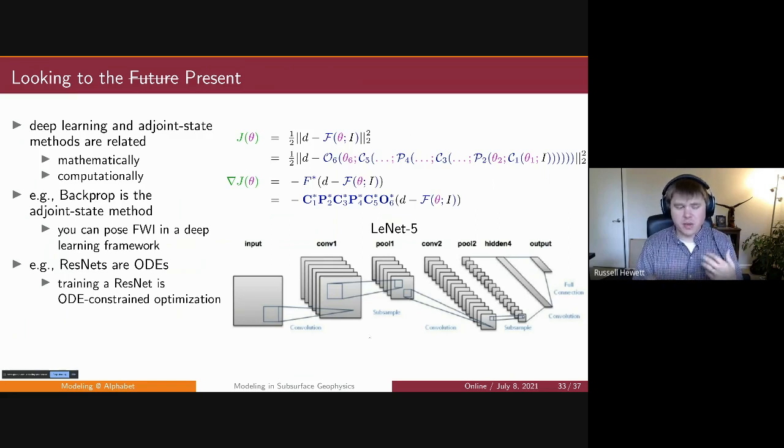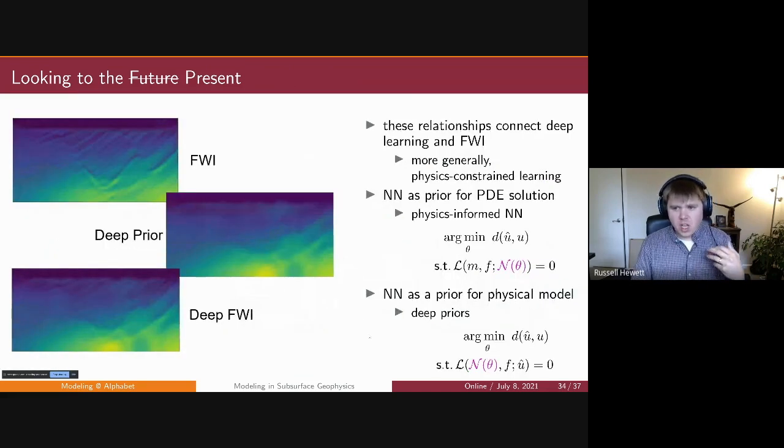So now we understand, okay, the math plays well, both from a mechanical perspective and from a theoretical perspective. And we can use this to, more generally, physically constrain machine learning. One approach people use is to use a neural network as a prior for a PDE solution. And this is what a physics-informed neural network is. It's optimizing some distance function subject to a constraint that the neural network satisfies the differential equation at a set of co-located points in the differential equation space.